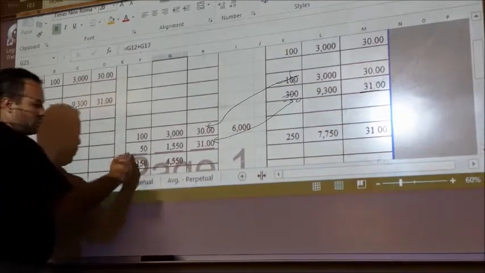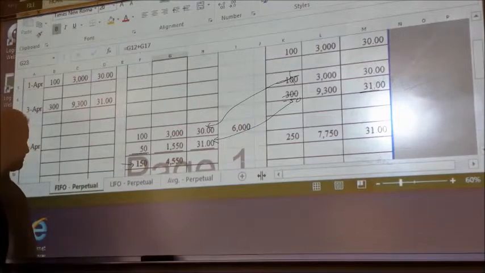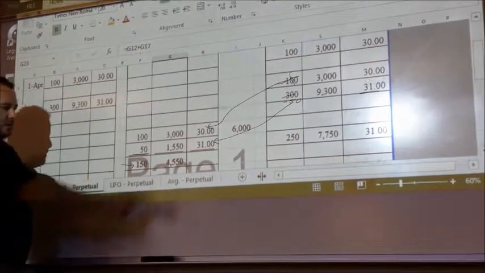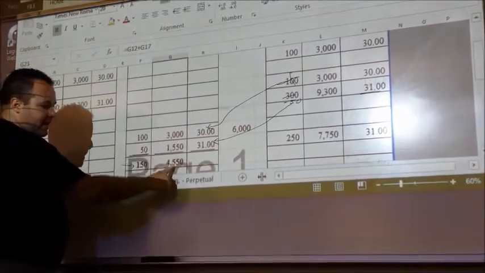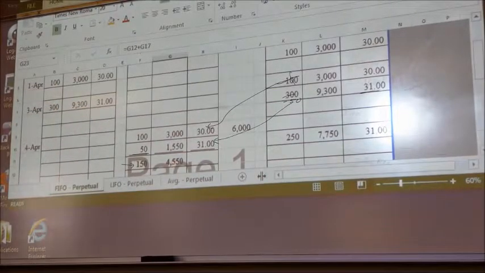And then I'll go ahead and total everything. Here's my total. I did sell 150 items. Total cost of all of those items was $4,550.